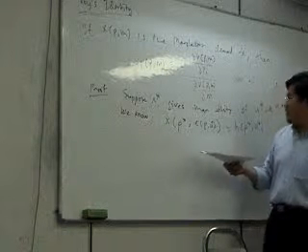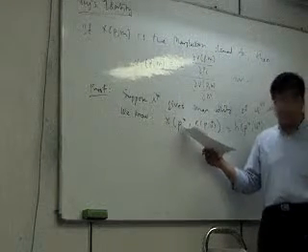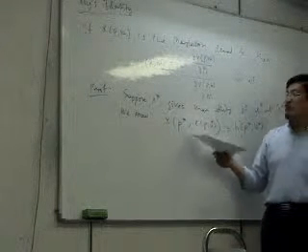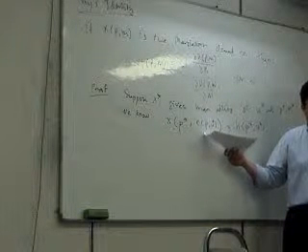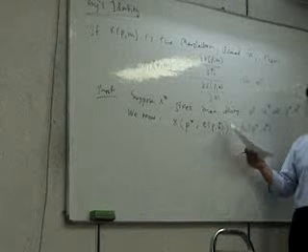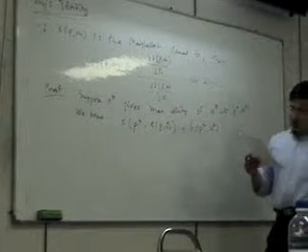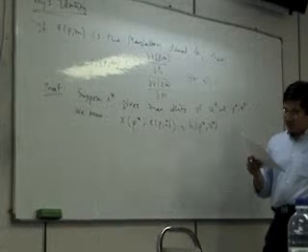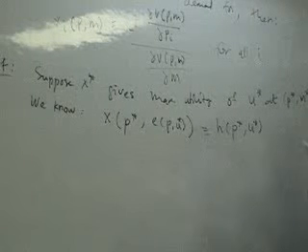The Hicksian demand, the Marshallian demand, when the price vector is P star, and then your income level is the minimum expenditure required to achieve U star. Let me make sure. Why don't I put that P star?